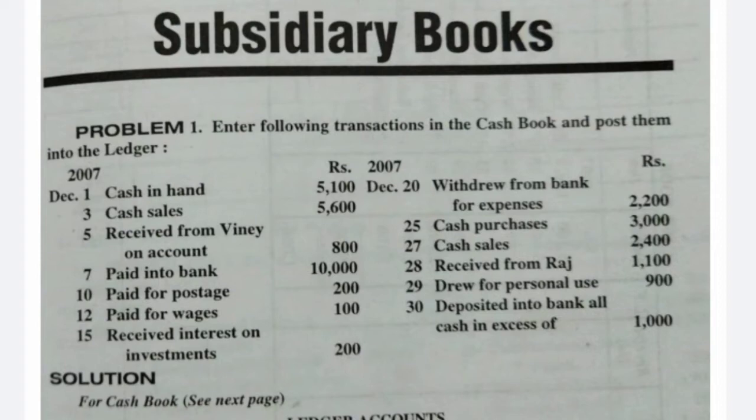Next, received from Raj. We have received cash from Raj. If nothing is given, we need to assume we have received or paid in cash. If they have given the bank, then only we need to take the bank account. Received from Raj, that is rupees 1100, cash account debit to credit the giver, that is Raj. Cash account debit to Raj account. Since the cash is on the debit side, to Raj will come on the debit side of the cash ledger account, that is 1100.